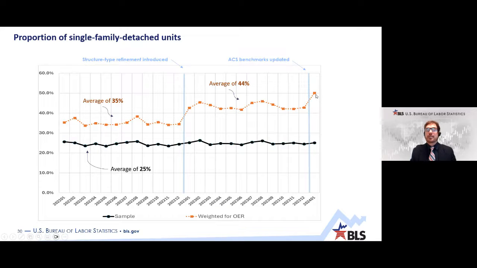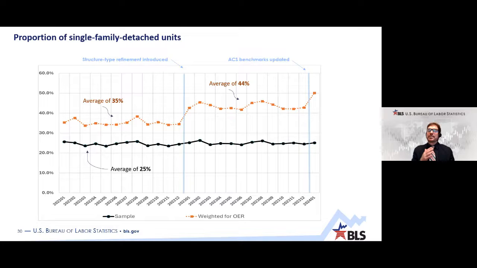And you can see that with this method, we do rebenchmark as new ACS data become available. And we do that in January of every year. So in January 2024, you do see a tick up here at the very end of the series where it was roughly 50%, and that was caused primarily by the ACS benchmarking.